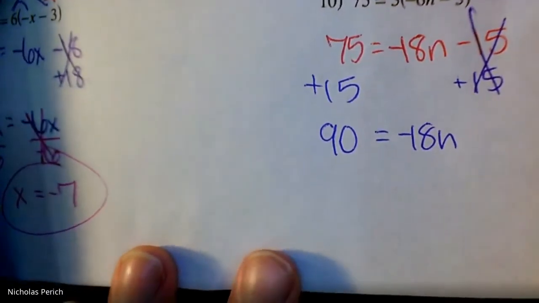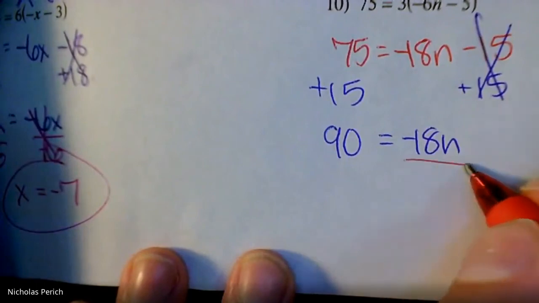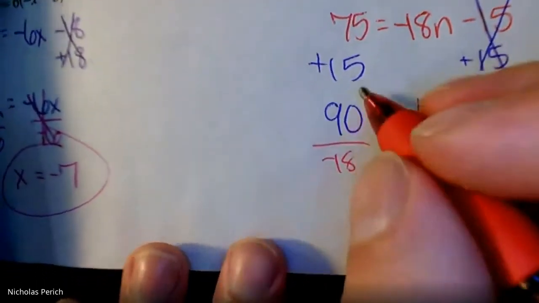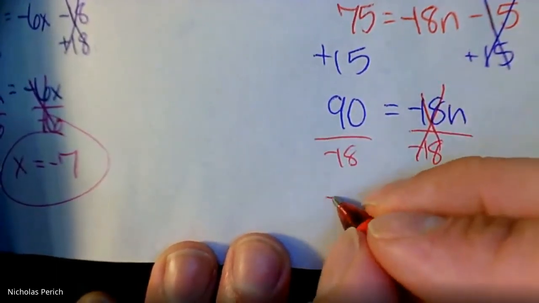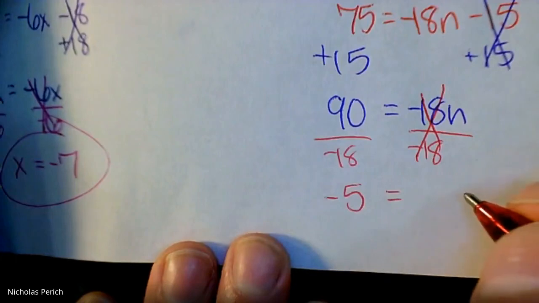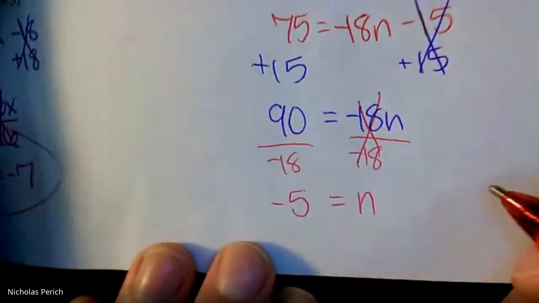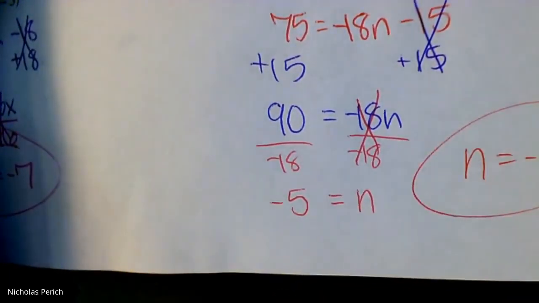Is n all by itself? No. What is in the way? Negative 18 is being multiplied to n, so let's divide both sides by negative 18. 90 divided by negative 18 is negative 5, and that's going to equal n, or as I like to say, n equals negative 5.